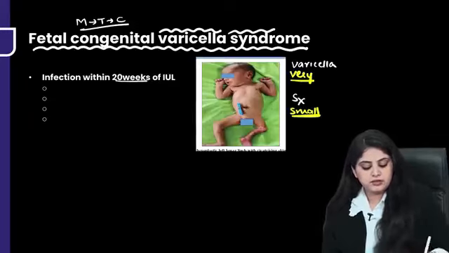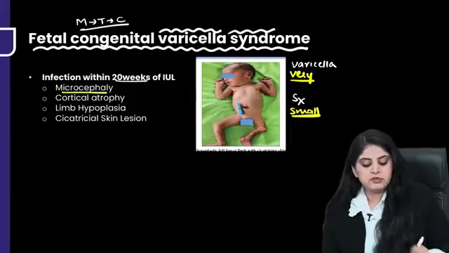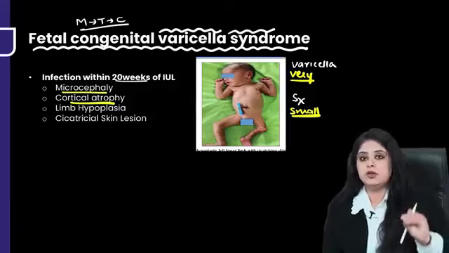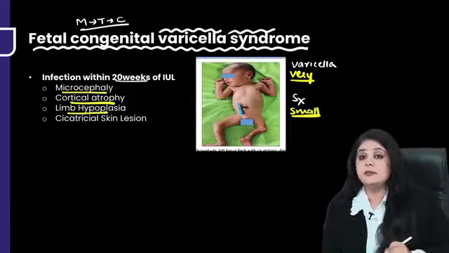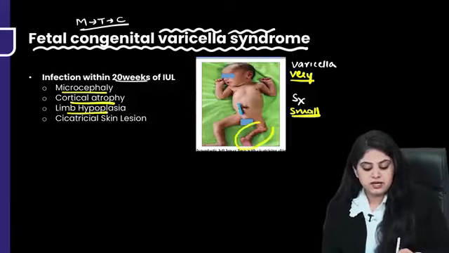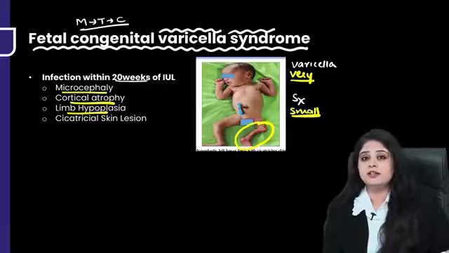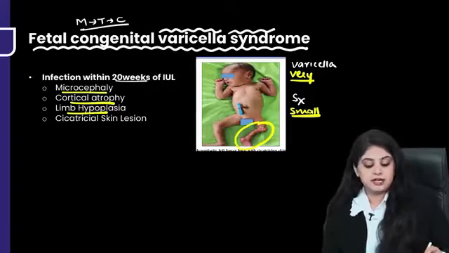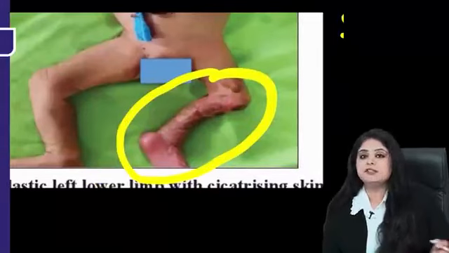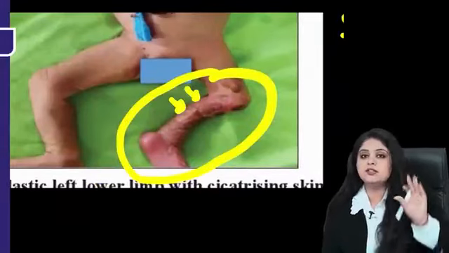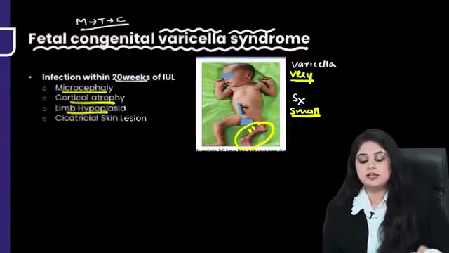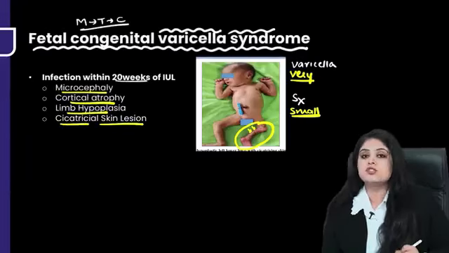Very small means, now start reading. What is the size of the skull? Microcephaly. What happens to the brain? Atrophy, cortical atrophy. What happens to the limbs? You can see that there is hypoplasia. No development has occurred. There is limb hypoplasia. And look at the skin. If you see the skin, it is contracted. See, skin is also getting small. It is getting contracted. So that is known as cicatricial skin lesion.